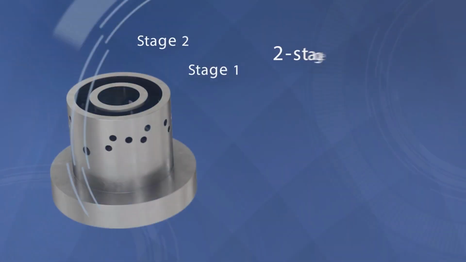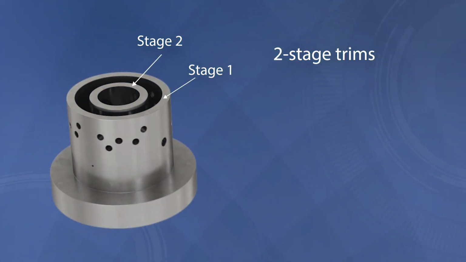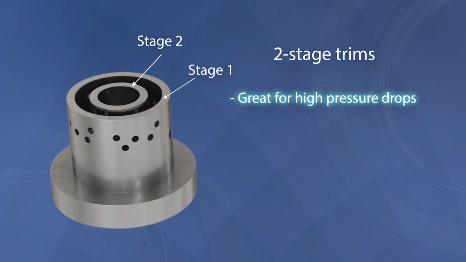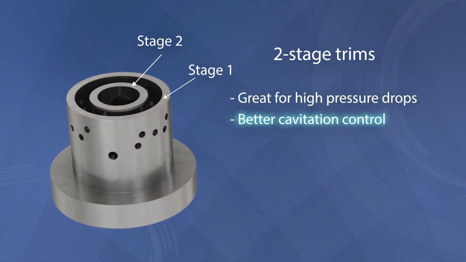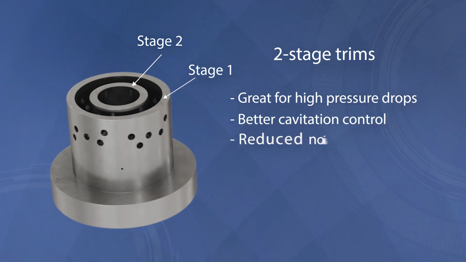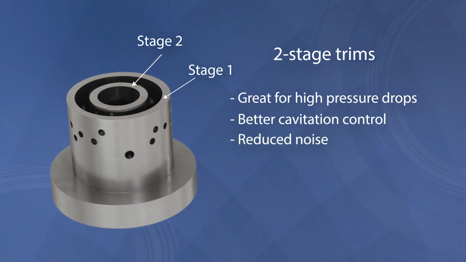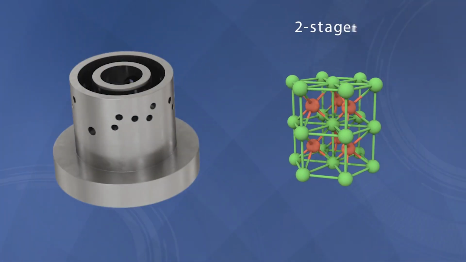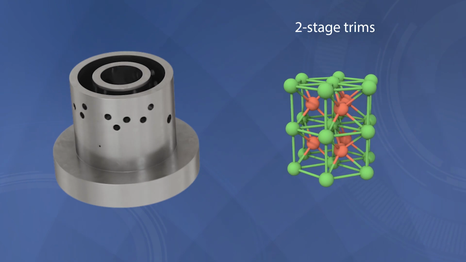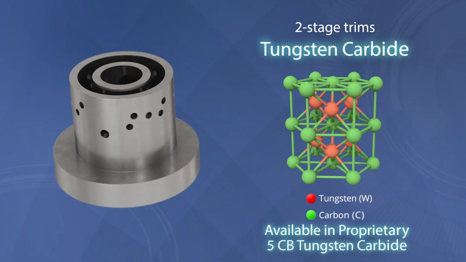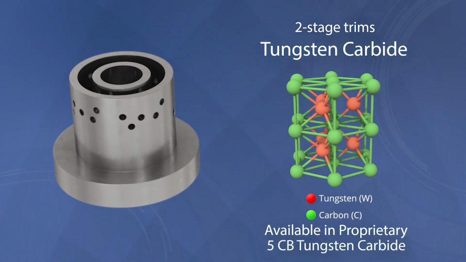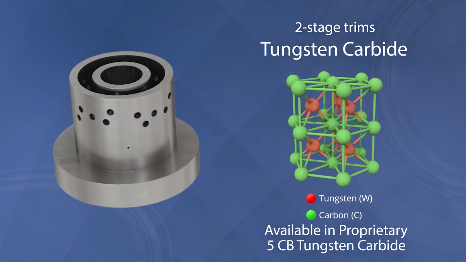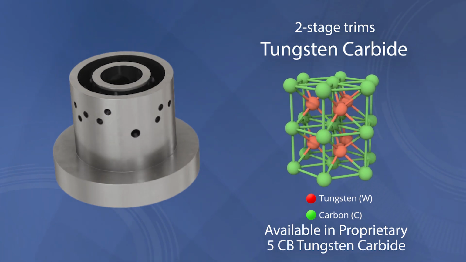For demanding applications with high pressure drops, two-stage trims could be used. They consist of concentric cages which handle pressure drops in stages, reducing pressure dip at the vena contracta. This results in better control over the cavitation and noise. Masterflow's multi-stage trims are available in service-specific materials, including the proprietary 5CB tungsten carbide for higher erosion and corrosion resistance. Multi-stage trims can also be engineered to provide custom flow curves.